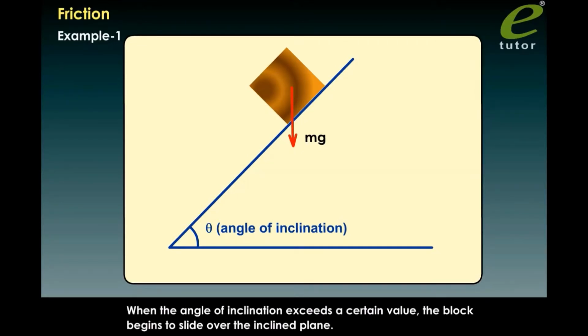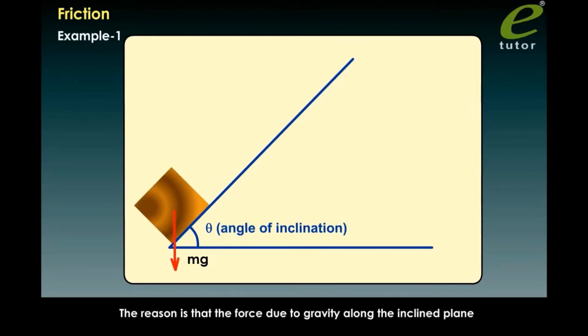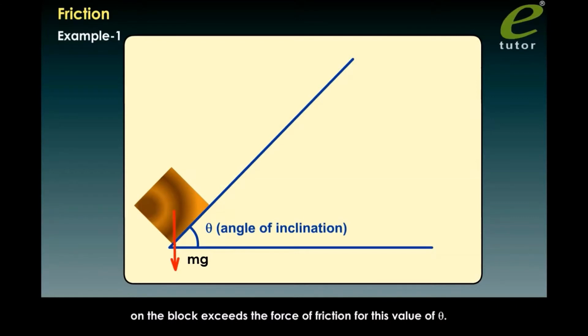When the angle of inclination exceeds a certain value, the block begins to slide over the inclined plane. The reason is that the force due to gravity along the inclined plane on the block exceeds the force of friction for this value of theta.